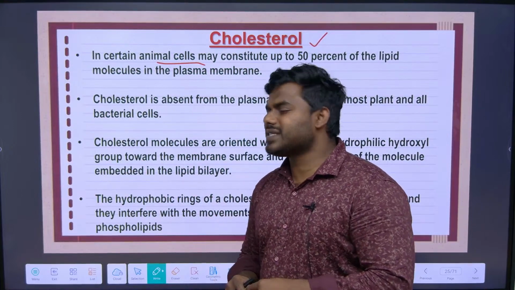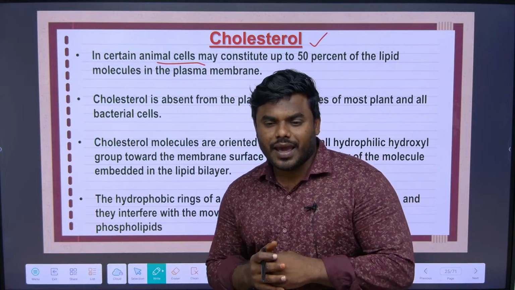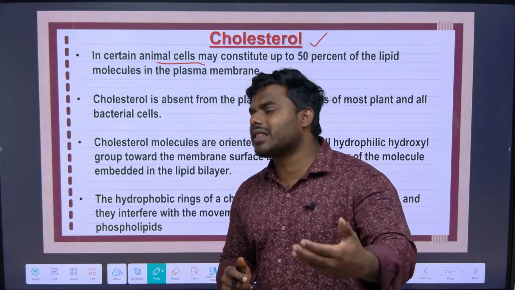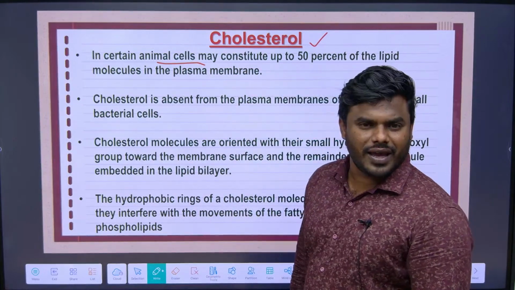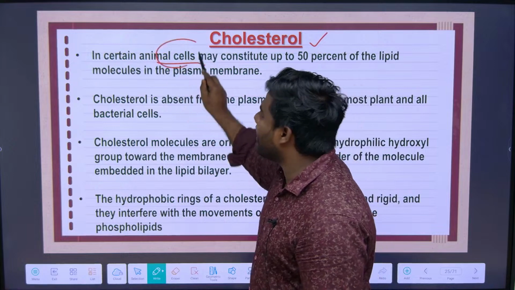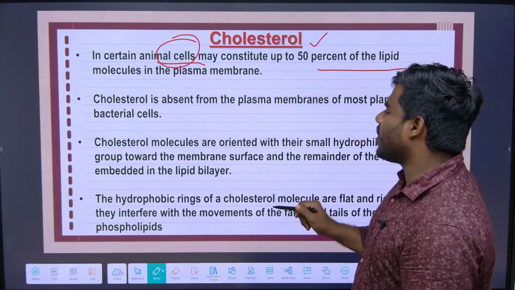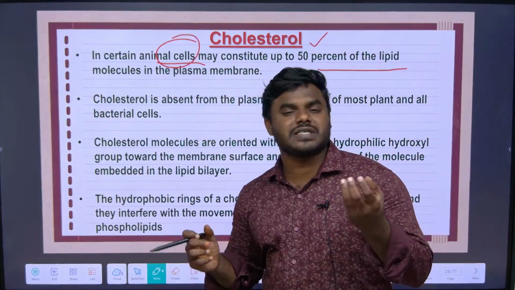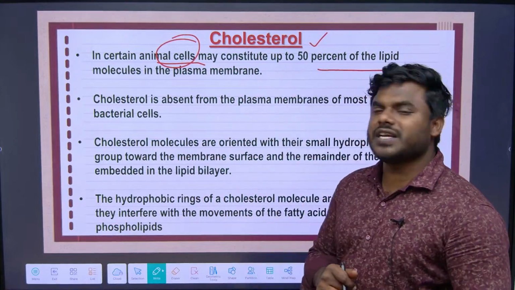Take the best example of bacteria. In bacteria, cholesterol is completely absent. Apart from cholesterol, they have other types of sterols. So compared to all the organisms, especially the higher animals, cholesterol will be present. Undoubtedly, cholesterol is present, but that doesn't mean it is present in a higher percentage. Cholesterol is present in very low percentages only.